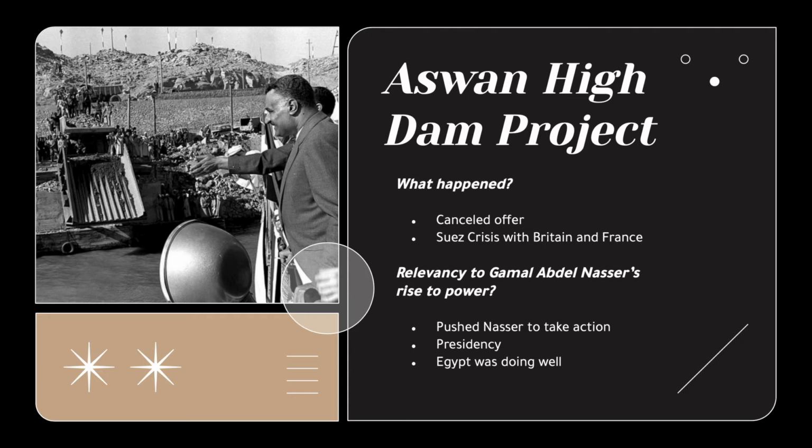Under his control, Egypt was doing pretty well. There was an increase in industrialization. Land reforms broke up Egypt's large private estates. A campaign was conducted against corruption, and women earned more rights, including the right to vote.